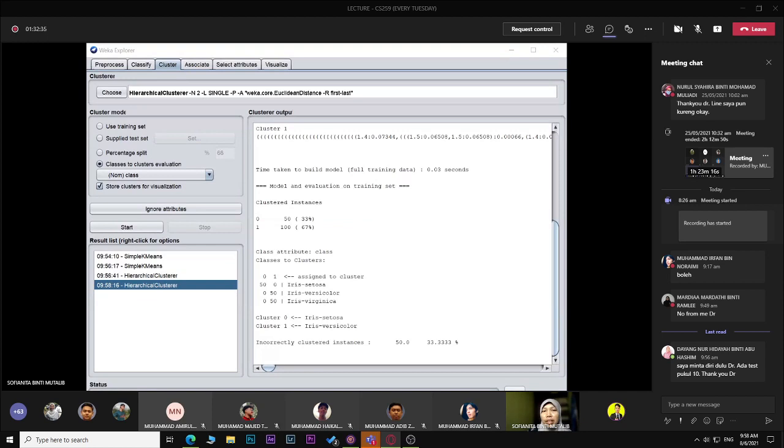Okay, so briefly, that is how you can use Weka for clustering analysis. Both can be done, k-means and also hierarchical, in Weka. You could probably explore further later on.